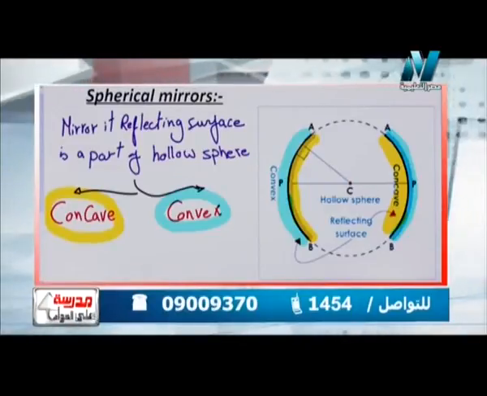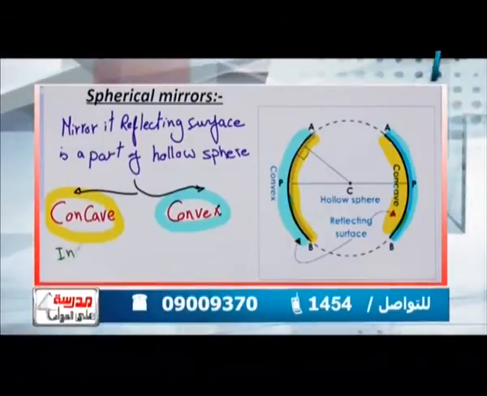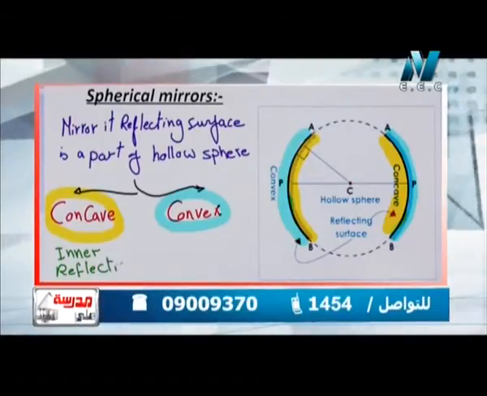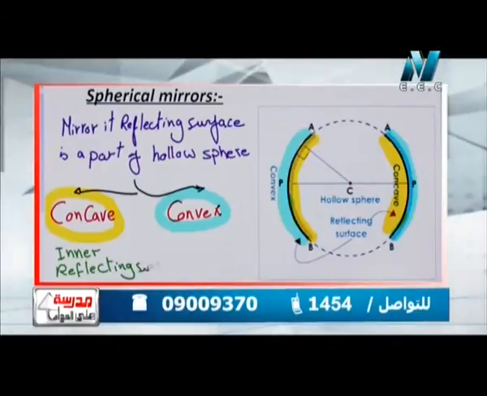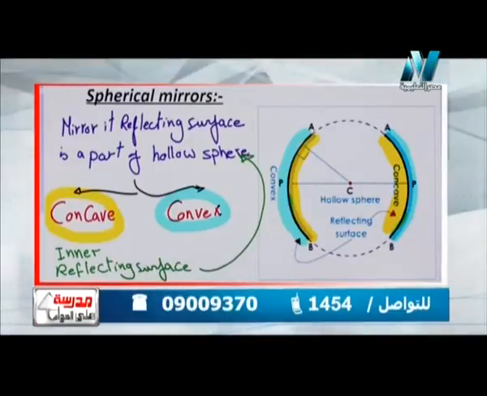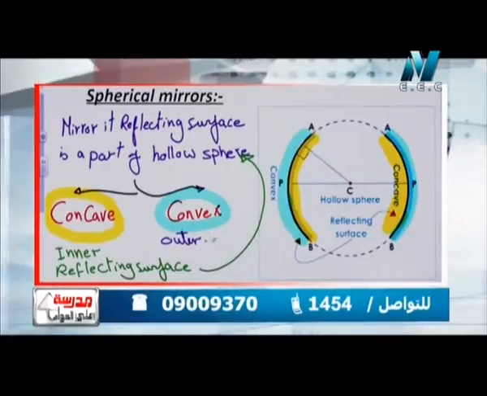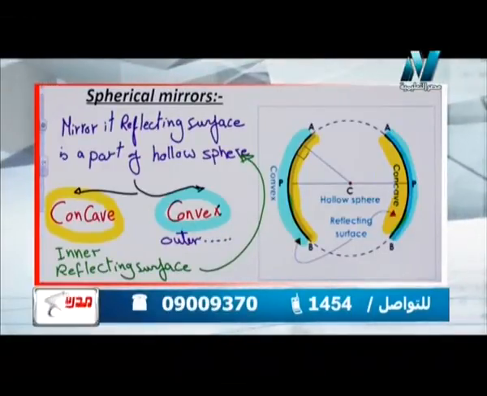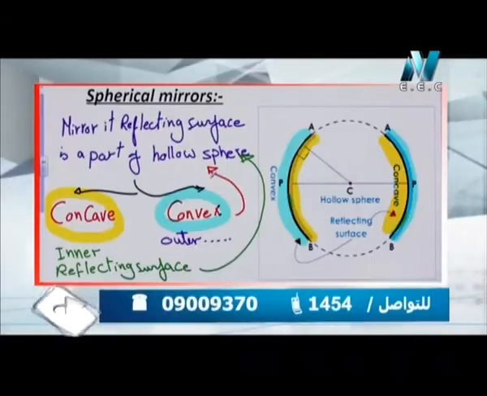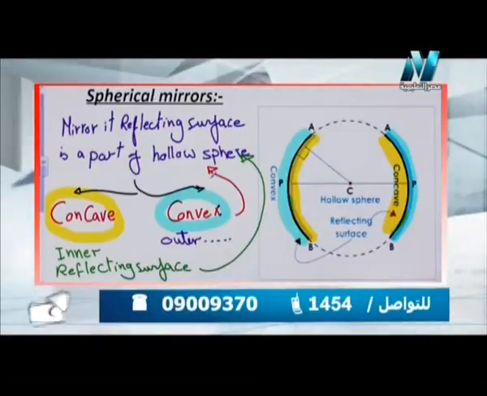So we know that a concave mirror has an inner reflecting surface of what? Of the hollow sphere. At the same time, if we talk about the convex mirror, we have an outer reflecting surface of the hollow sphere. So we should know the properties, or the uses, of convex and concave mirrors.